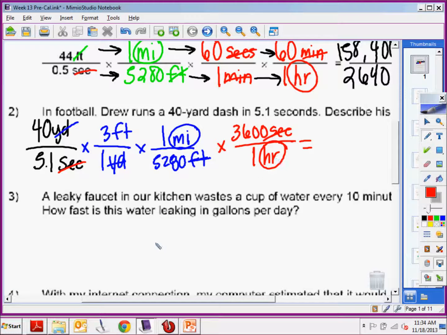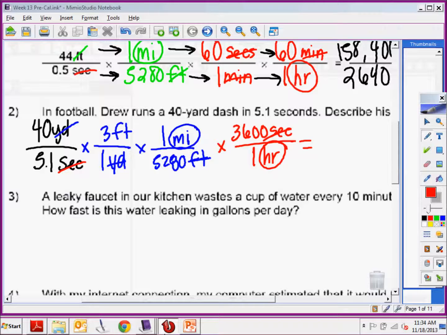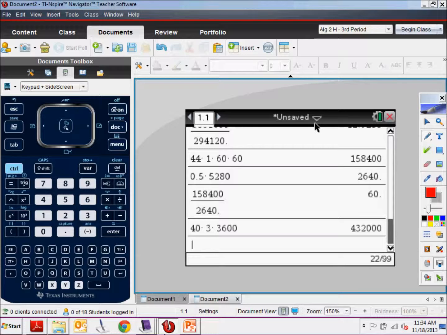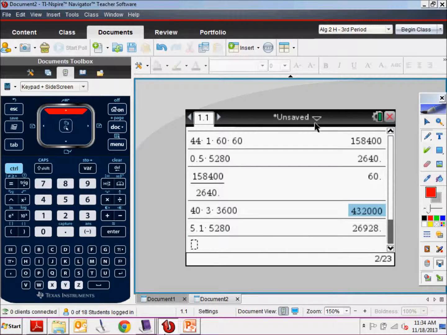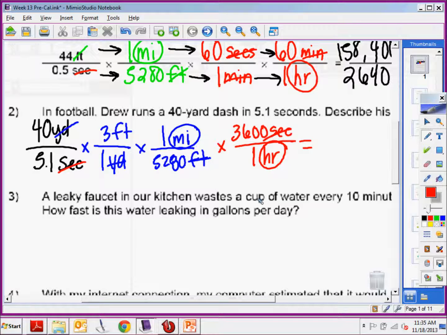So I'm going to do 40 times 3. I thought if I put that, it was going to be wrong. So there's my numerator. My denominator is 4.1 times 5,280. Take the two numbers, and I get about 16. So 16 and 400 miles per hour.